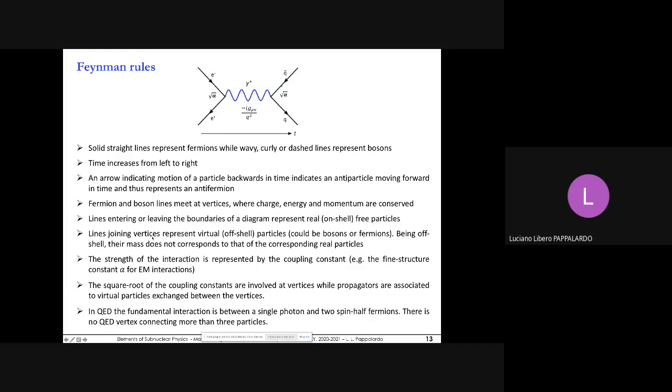Whereas a line joining vertices, such as this one here, joining two vertices, represents virtual particles, so off-shell particles. That could be either bosons, but also fermions, as we will see in some examples. Okay? And being off-shell, their mass does not correspond to that of the corresponding real particle. So if you remember, a virtual particle is off-shell in the sense that it does not fulfill the relativistic energy-momentum relation. And you can reinterpret this as saying that, for instance, the mass of the exchanged virtual particle is different from that of the corresponding real particle.